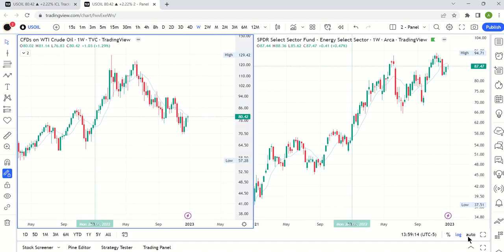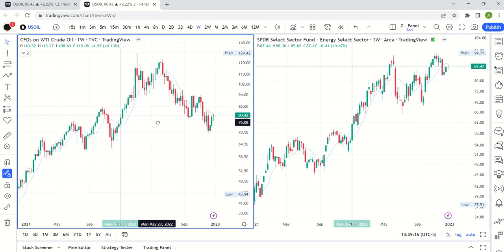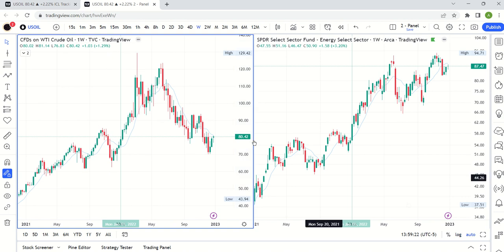We just talked about this, that oil made a cycle top in March, right? Let me actually make this not log. So, cycle top in March, and since then, it's been declining. Now we had this little rally that ended up being a double top, right? So this kind of fake out and then a big decline took out all these lows.